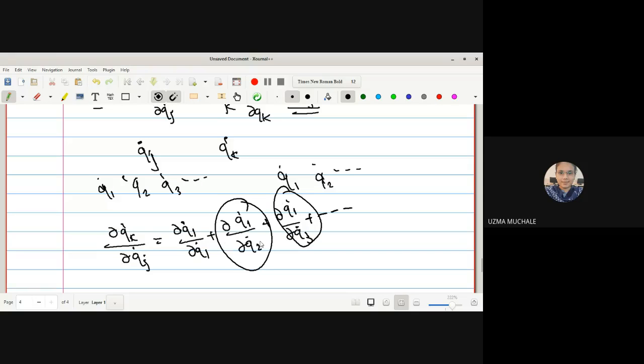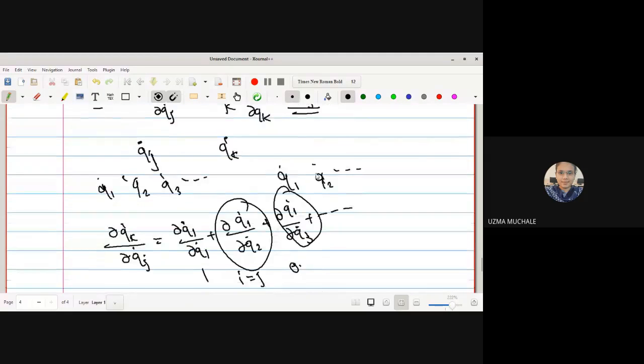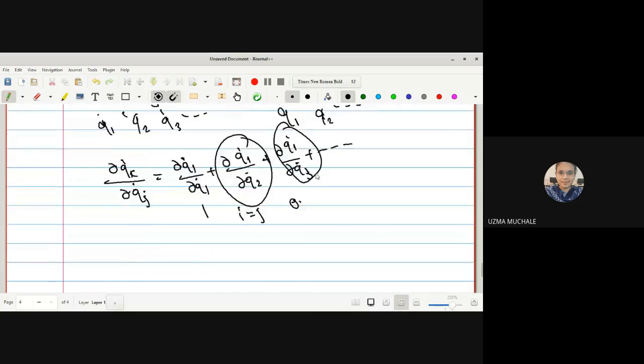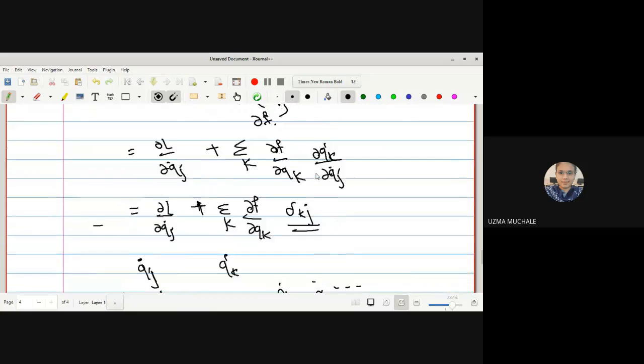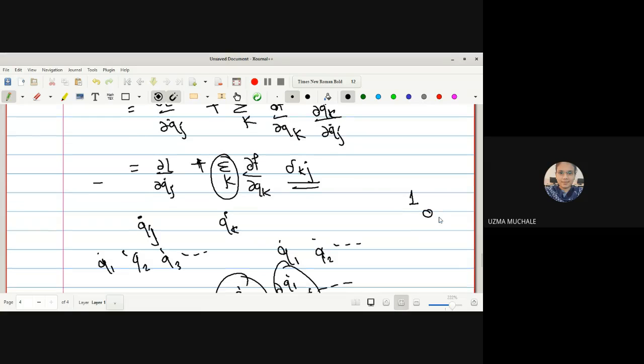Can anyone explain what these values are? 0. Why is it 0? Because we are taking the partial derivative of q1 dot with respect to q2 dot. So here it will be 1 when i equals j, otherwise it will be 0. Hence we write it in the form of delta notation. So the value of that term will be 1 if, after running the summation, j is equal to k, then only it is 1. Otherwise it is 0.